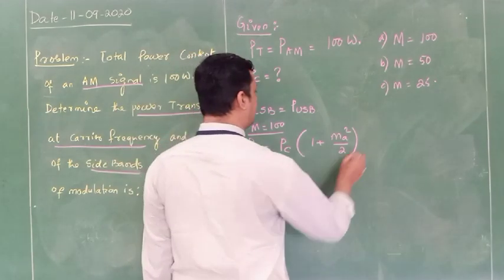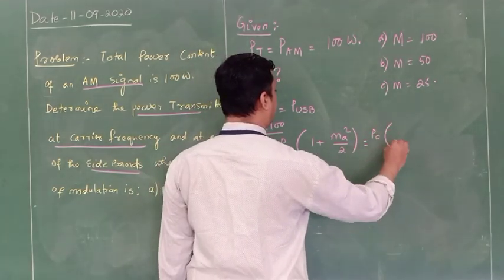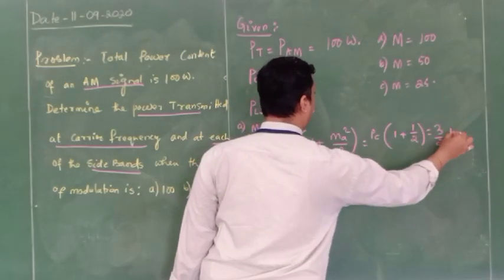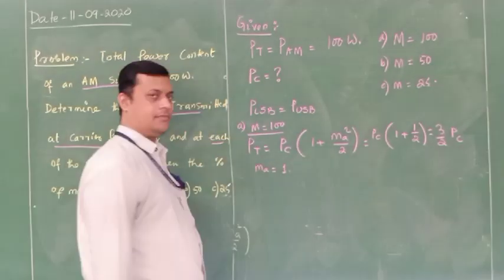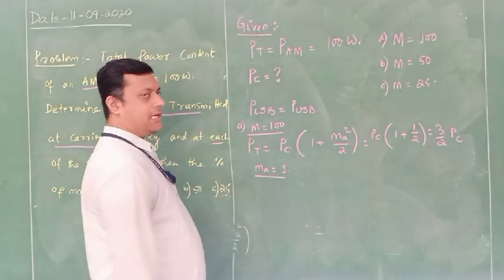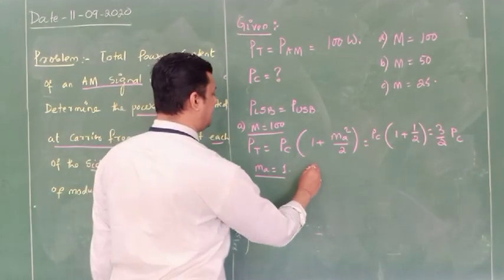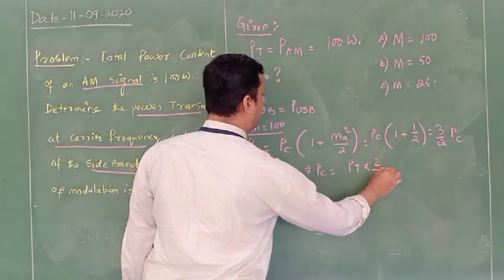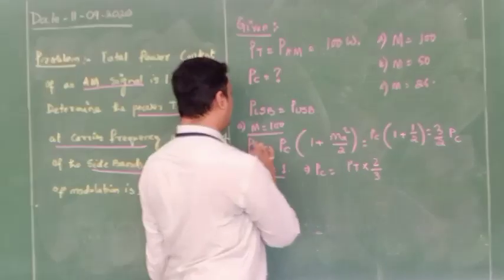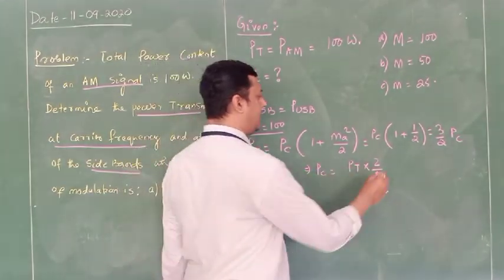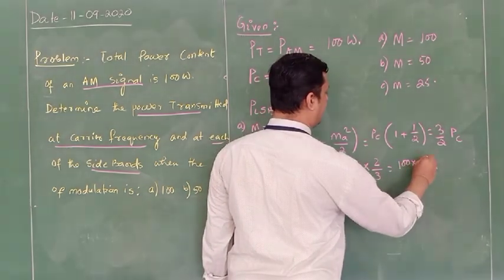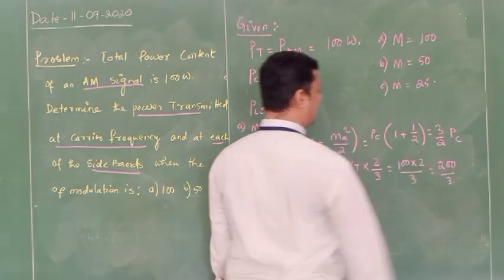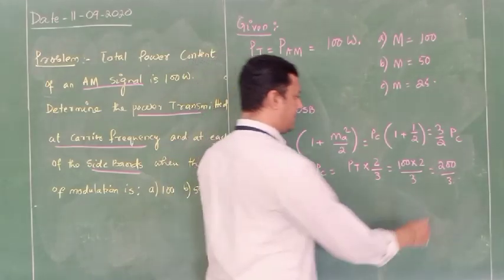If Ma is 1, then PT is Pc times (1 plus 1 by 2), or I can write 3 by 2 times Pc. Done, for Ma equal to 1. We need to calculate that Pc. So Pc is equal to PT times 2 by 3. Take this component to this side. So PT is 100 into 2 divided by 3, so it is 200 divided by 3. This is my carrier power.